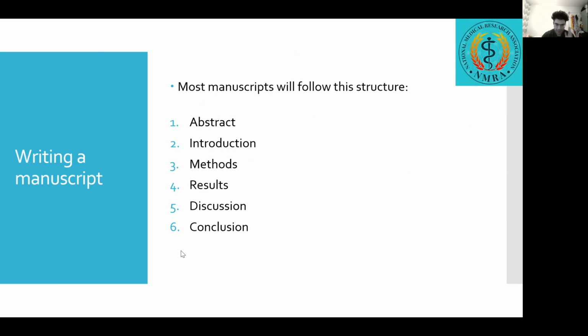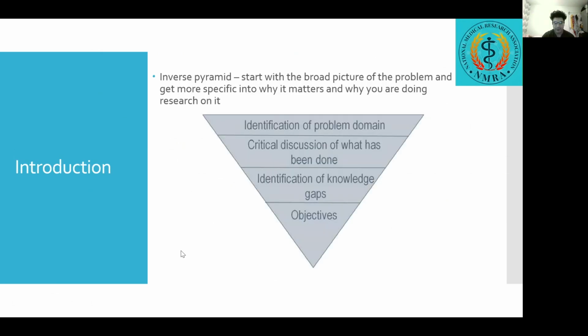But yeah, going straight into the introduction section, I always use the idea of an inverse pyramid. You start broad and you narrow down. This diagram is slightly helpful in that it tells you what each paragraph should look like. If you think about it in terms of a 4-paragraph structure, you identify the problem, so it could be a disease or an area that you're interested in. And then you go into the detail of what's been done so far.